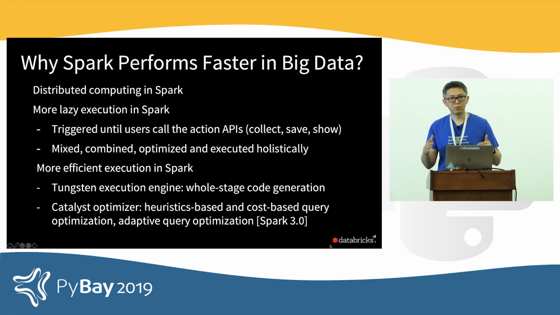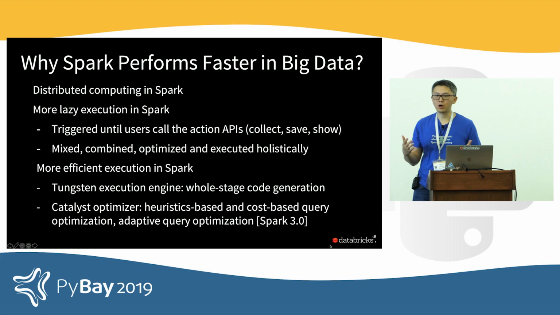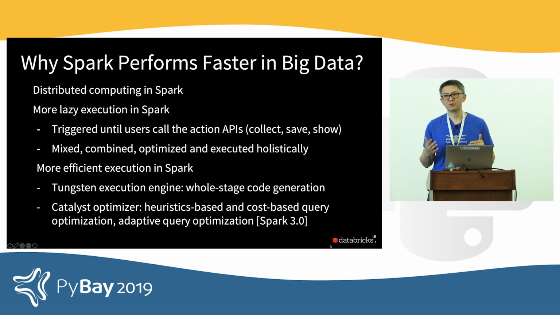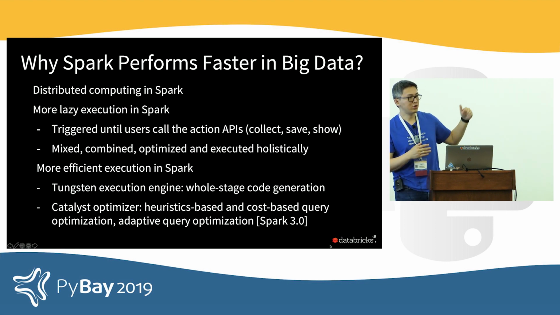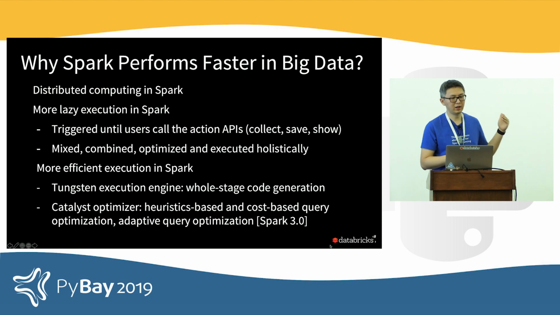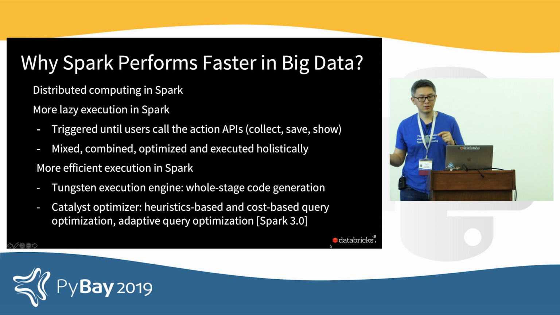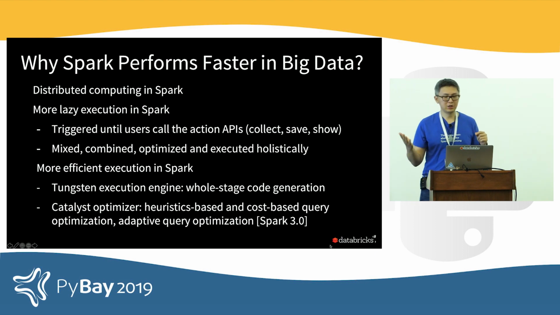But why is Spark also very important for data science? It performs faster, especially for big data. Let me explain the major reasons why it is faster. First, it is a distributed computation platform. And it is lazy. Execution is not triggered until you call the action APIs, like collect, save, and show.